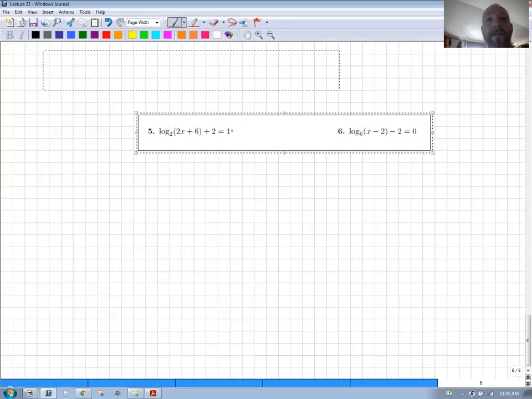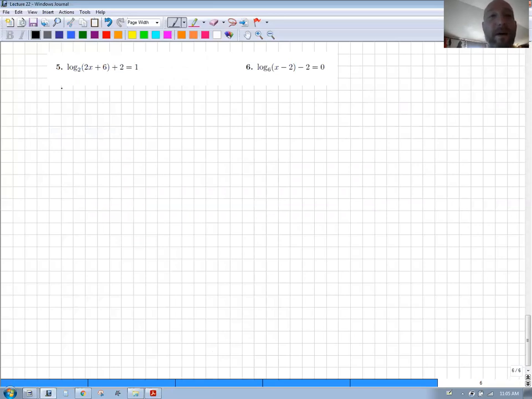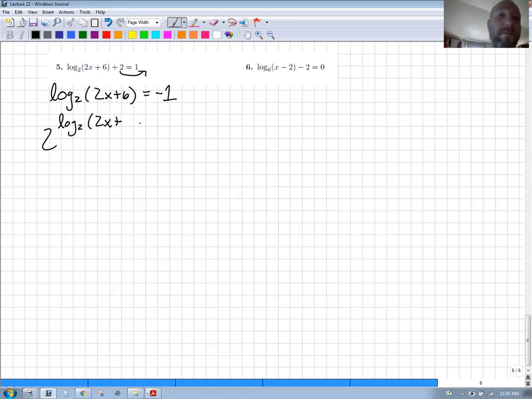All right, same thing here. Let's isolate the log. All right, we're gonna move that 2 over here. So 1 minus 2 is a -1. Now we'll do 2 to the power of both sides. If those undo one another, we have 2x plus 6. 2 to the -1 is 1/2. It's 1 over 2 to the first power, right?